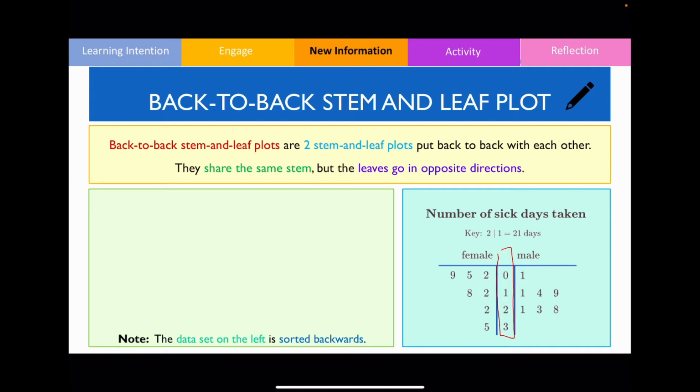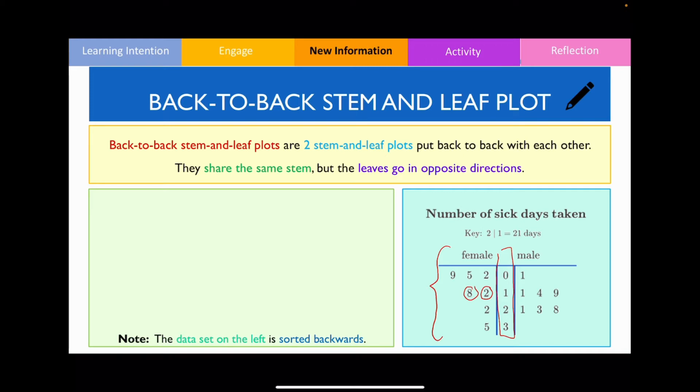Another thing that I'd like to draw your attention to is that the dataset that is displayed on the left-hand side of the back-to-back stem and leaf plot is sorted backwards. So therefore, the way that you'd interpret this value over here is 12 as opposed to 21, and this value over here is read as 18 as opposed to 81.